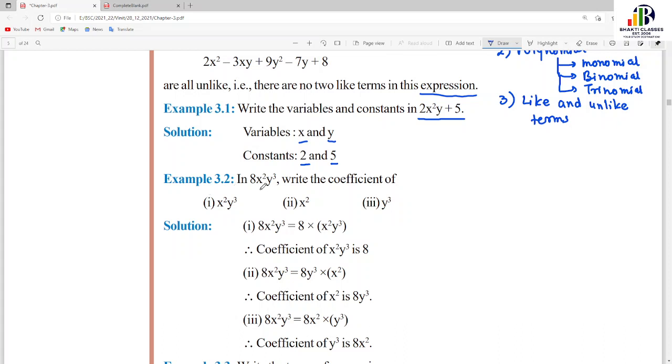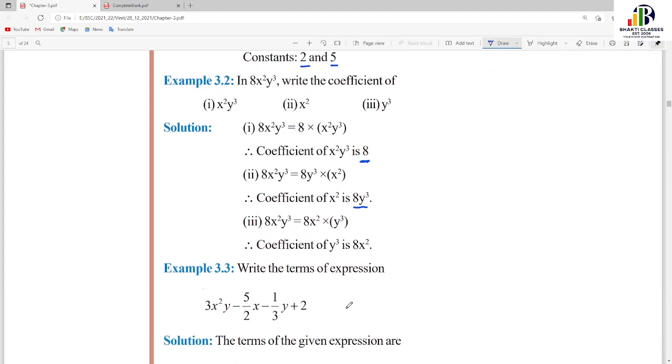Example number 2. In 8x square y cube, write the coefficient of x square y cube. So the coefficient of x square y cube is 8. Now what is the coefficient of x square? The coefficient of x square is 8y cube, and the coefficient of y cube is 8x square. So have you understood this example 3.2?